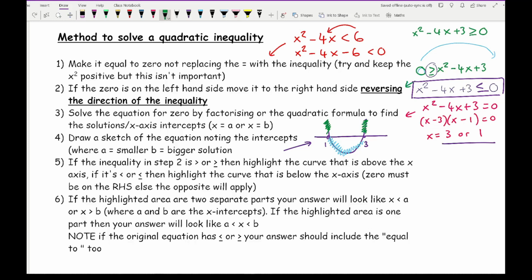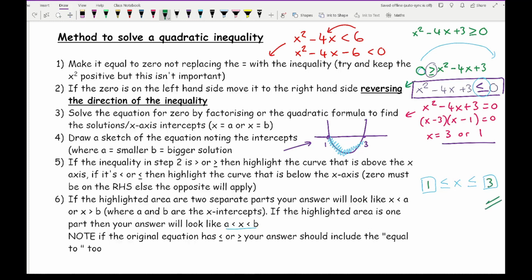It then says if the highlighted area is 2 separate bits, your answer will look like this. Let me just get rid of those green markers. So here I've got one part, so my answer is going to look like this, with x there, like so. And again, because the inequality is equal to, this inequality here is going to be the same as this one here. And I'm just going to fill in the 2 numbers. So that's going to be 1 and 3.